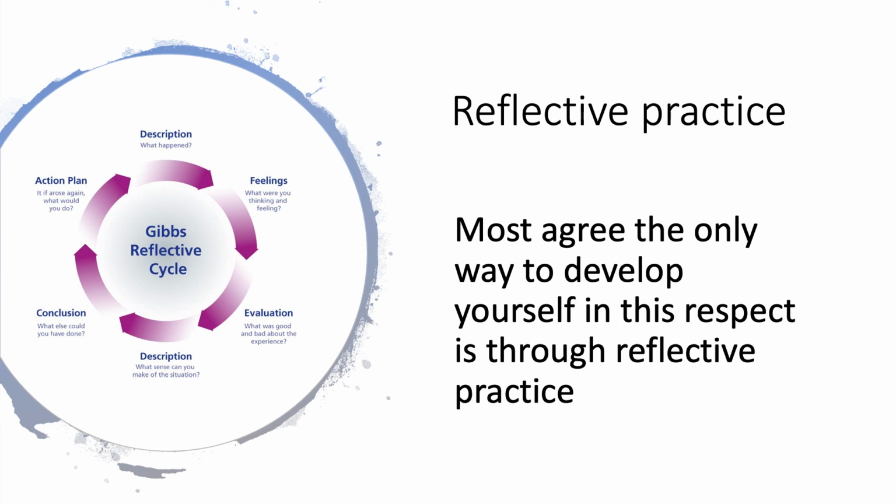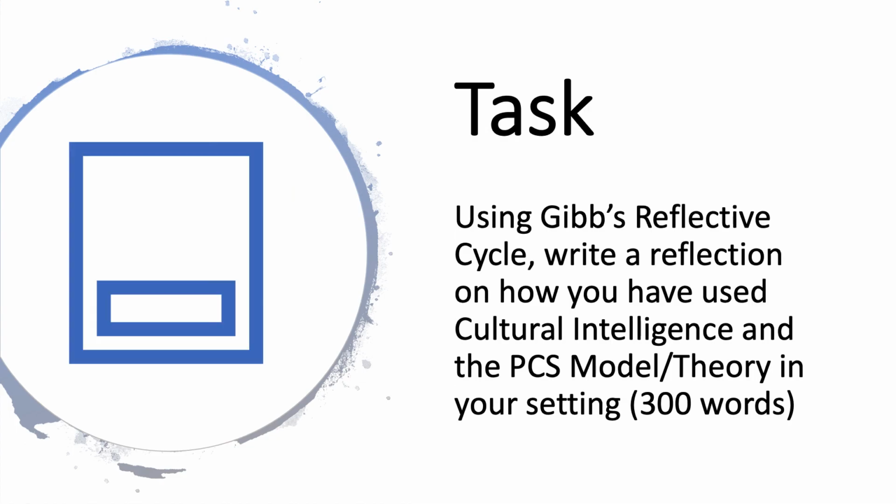So I want you to write about a time when you have actually acted in a non-discriminatory and an anti-discriminatory way. So how have you used your cultural intelligence? How have you used the PCS model to be able to treat somebody with respect and dignity that they deserve? And you've actually prevented discrimination from happening. You're going to have to do some research into what Gibbs's reflective cycle is if you don't already know about it. So that's going to take a little bit of time for you to get your head around that, and then I want your 300 words by the end of the week.